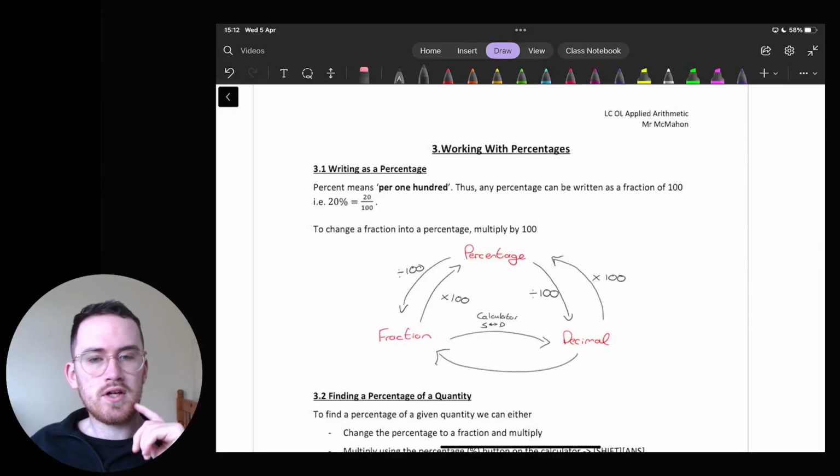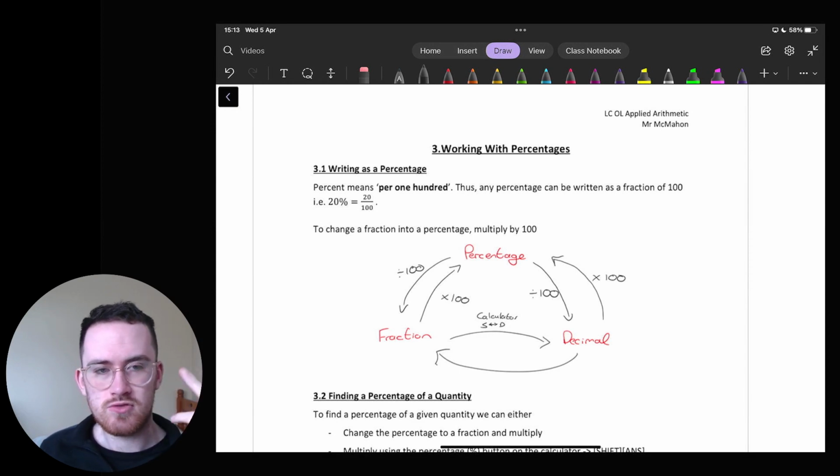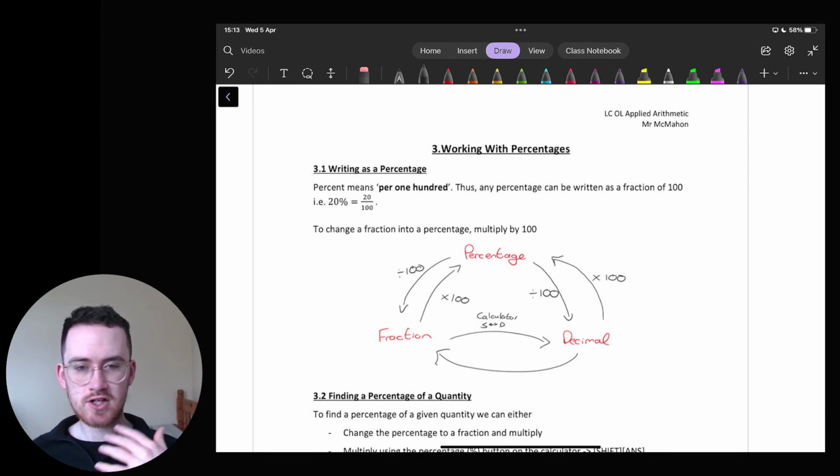Okay, so we're going to look at percentages. So, writing as a percentage. In general, percentage means per 100. So "cent" is 100, so percentage is per 100. Any percentage can be written as a fraction of 100. That's generally what a percentage breaks down to, a fraction of 100.